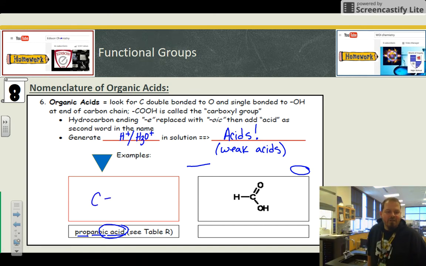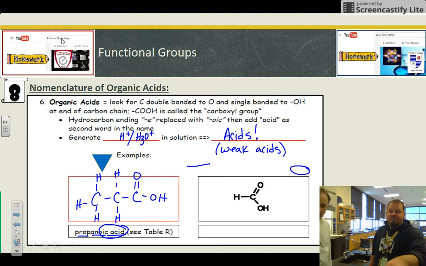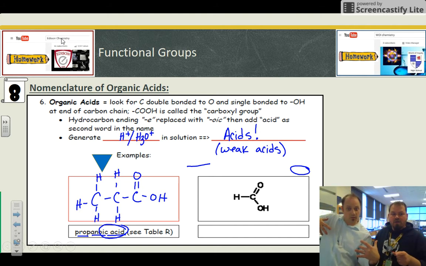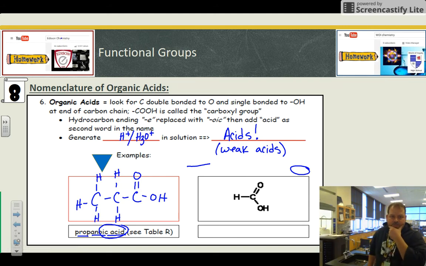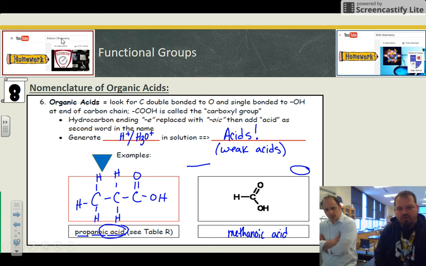Three carbons. We're going to have a double bonded O and an OH on the other end. That is propanoic acid. Moving on to the next piece, I see 1 carbon. 1 carbon is meth. This is methanoic acid. And just like the aldehydes, I don't have to put a 1 in front because it will always be the terminal carbon. The end carbon is the terminal carbon.